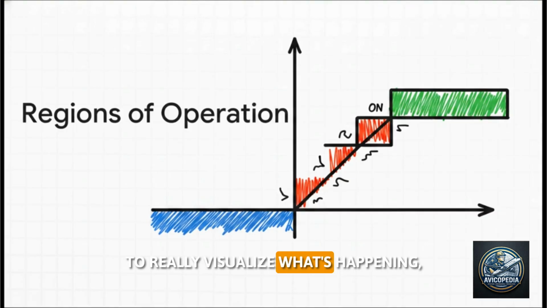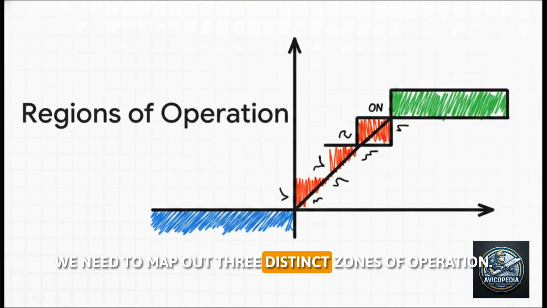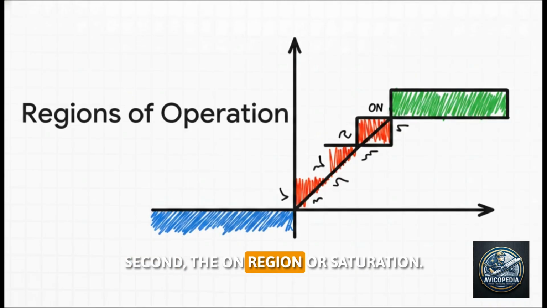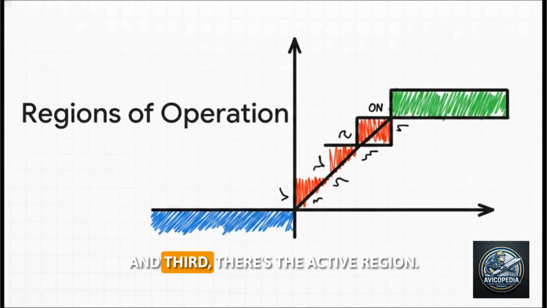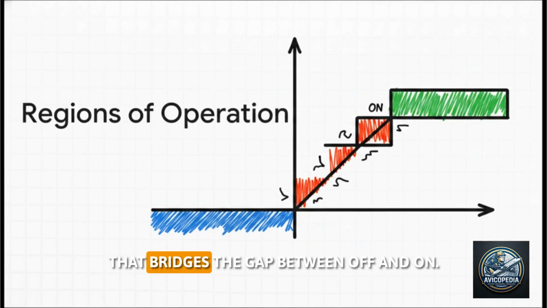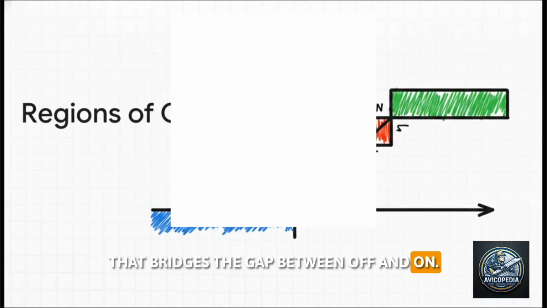To really visualize what's happening, we need to map out 3 distinct zones of operation. First, you have the off region, which we called cutoff. Second, the on region, or saturation. And third, there's the active region. This is the transient, kind of unstable path that bridges the gap between off and on.